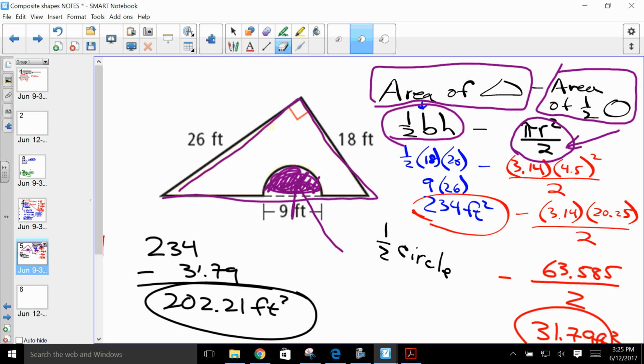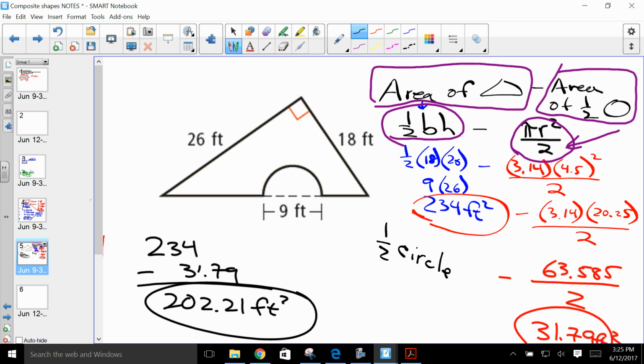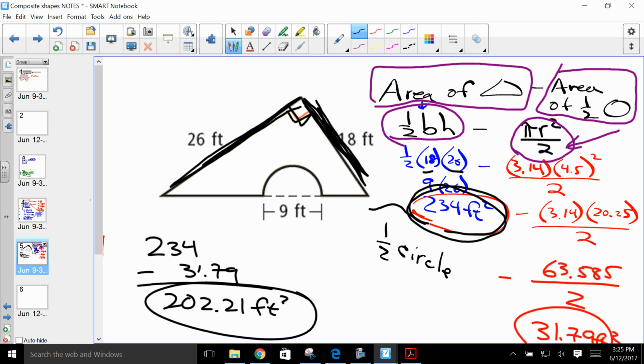Let's do the triangle first. I have it all written out here already. Here's your base. Remember, the base and height are always separated by 90 degrees. The base is 18, the height is 26. 1/2 times 18 is 9, 9 times 26 is 234 square feet. So this is the area of the whole triangle, if everything was there, but we don't have everything here.